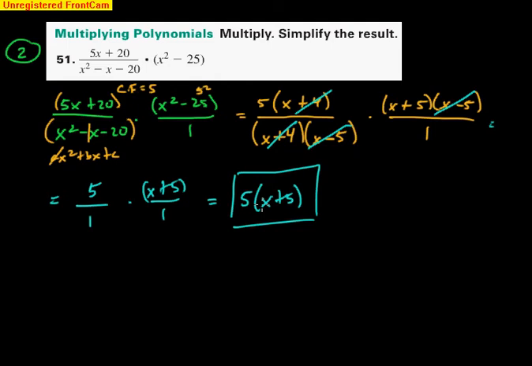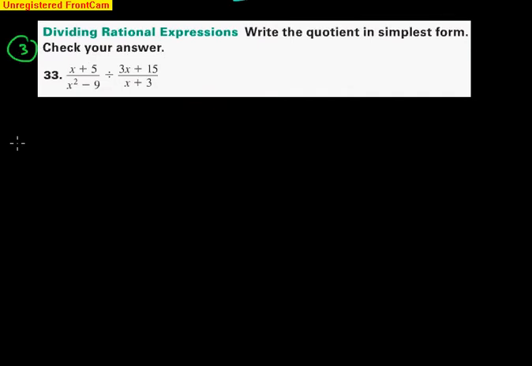And there's multiplying. Okay, so here's problem number 3. And again, let me write it down, probably as you write it down. X plus 5 over x squared minus 9. And now wait, don't write it down just like it is. This is a division problem. Let's immediately write it as multiplication times the reciprocal. X plus 3 over 3x plus 15. Okay?